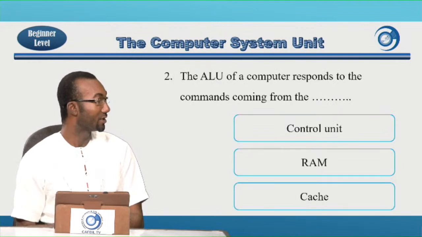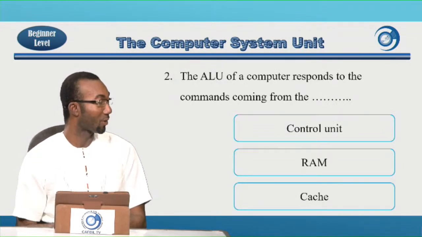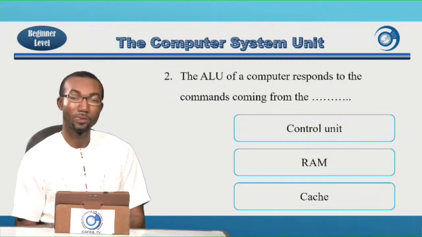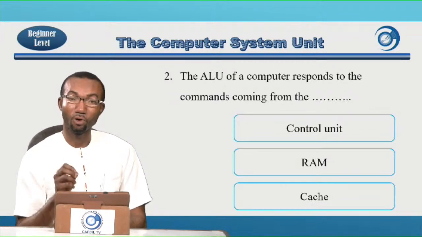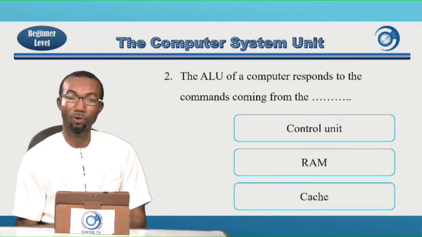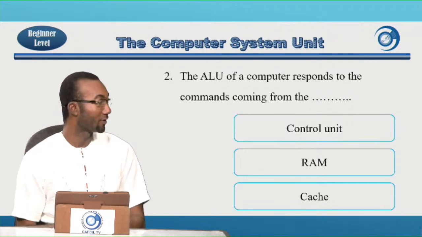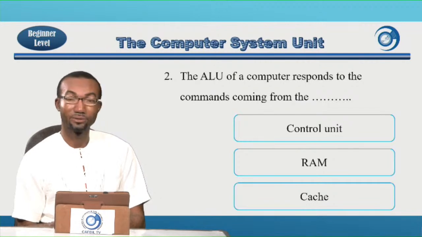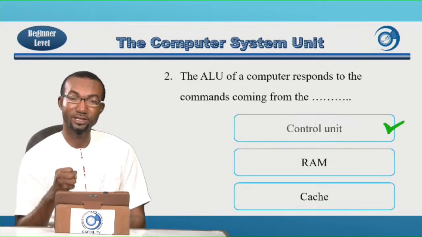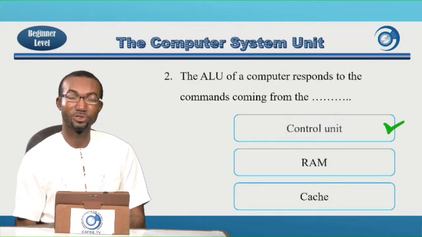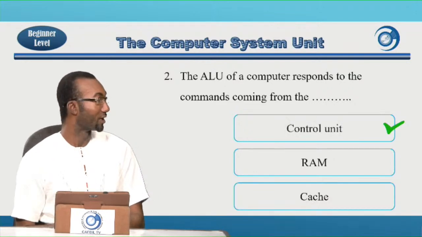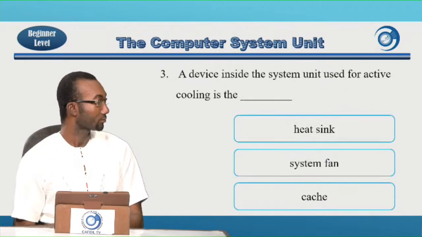2. The ALU of a computer responds to the commands coming from: you have the control unit, you have the RAM, and then you have the cache. Good, the control unit. So the ALU takes commands from the control unit, because the control unit acts as a manager of the CPU.